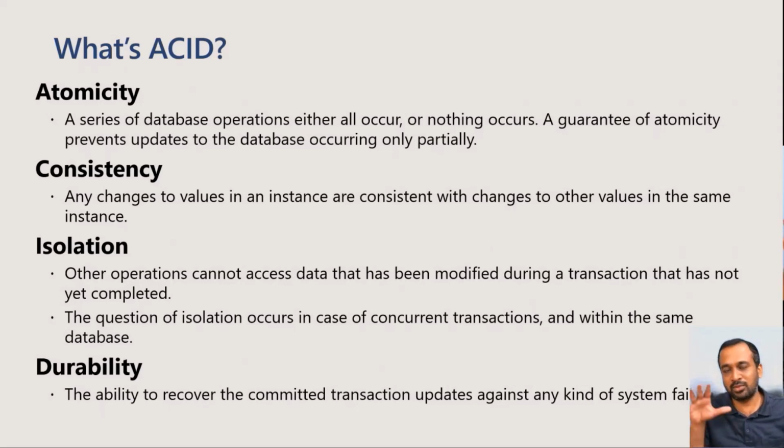So if it changes here, then it's also going to change in the other part. Isolation: other operations cannot access data that has been modified during a transaction that has not yet completed. The question of isolation occurs in case of concurrent transactions within the same database. If multiple users are accessing the data, access is given separately, and nothing interferes between them. And durability: the ability to recover committed transactions and updates against any kind of system failure. So these are also good properties.